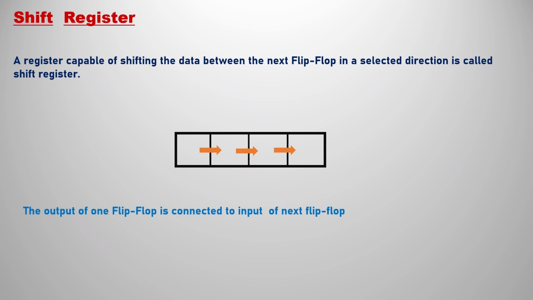Up to now I have mentioned only the register, but now we are going to understand the shift register. I will explain the difference now. So this is the shift register. A register capable of shifting the data to the next flip-flop in a selected direction is called a shift register. The output of one flip-flop is connected to the input of the next flip-flop. You can see how the outputs move to the next flip-flops in the block diagram with the arrow indication. The outputs are moving rightward.